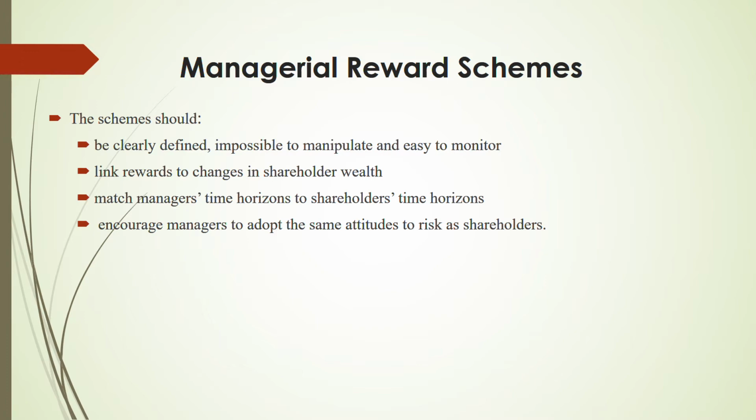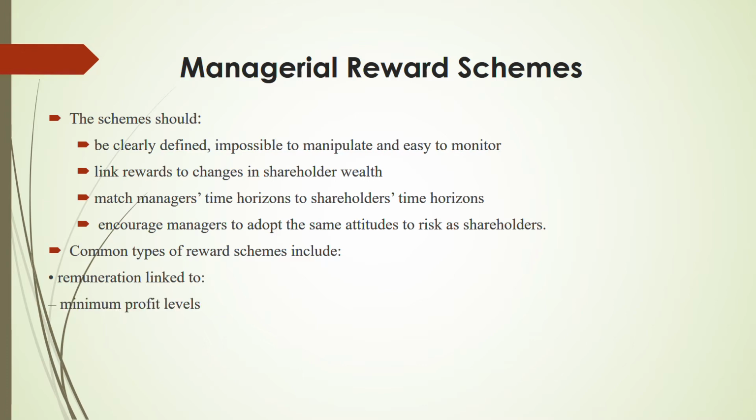Okay, next we have the reward schemes. So what are the common types of reward scheme? This you have to know. There are 3 or 4 which we are going to study today. Remuneration linked to a minimum profit level. That means if you achieve that profit level, you will get the remuneration. Next, economic value added, EVA. Your remuneration is linked to economic value added. For all of these, we have the pros and the cons which you have to know. Next, we have revenue growth. So your remuneration is linked to revenue growth.